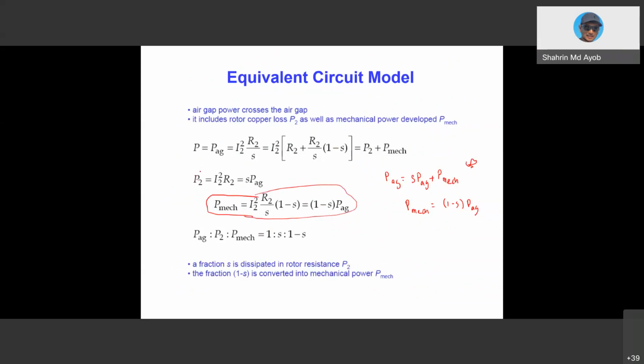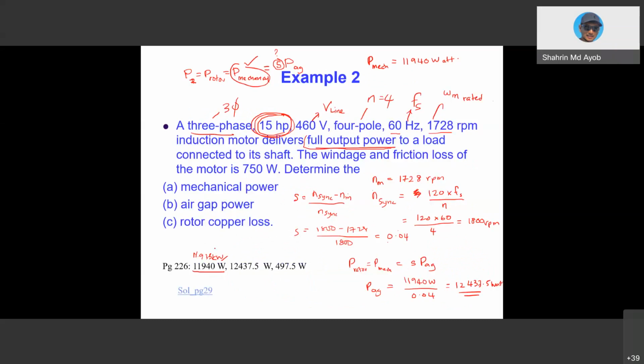Oh, P2. Sorry. Yes, I'm very sorry on that. So P2 is actually P rotor. So P rotor, and then this is the P mechanical. So meaning that this is wrong. This is all wrong. P rotor is not P mechanical. Sorry on that.